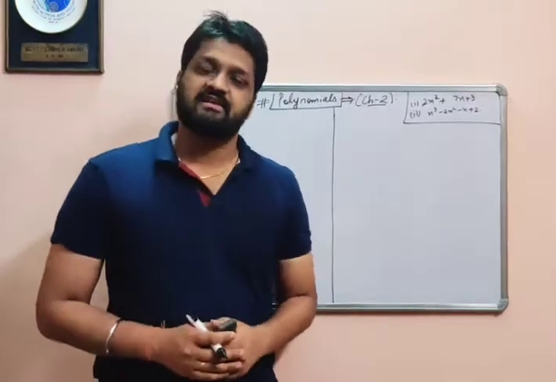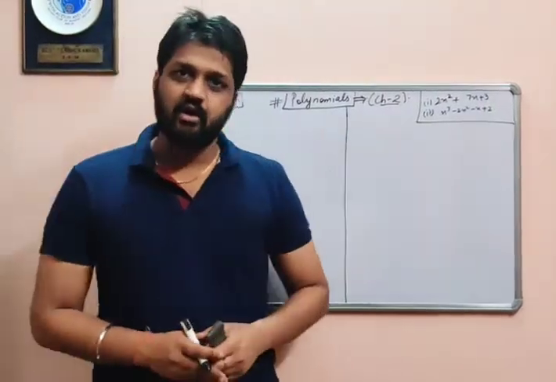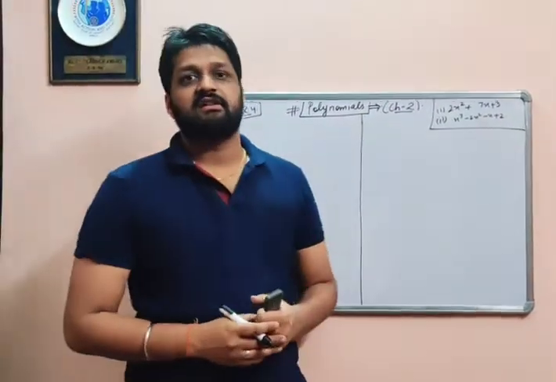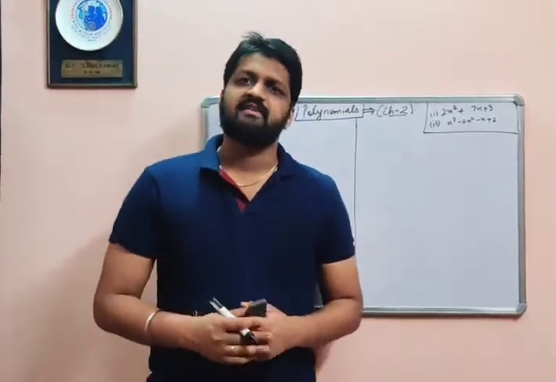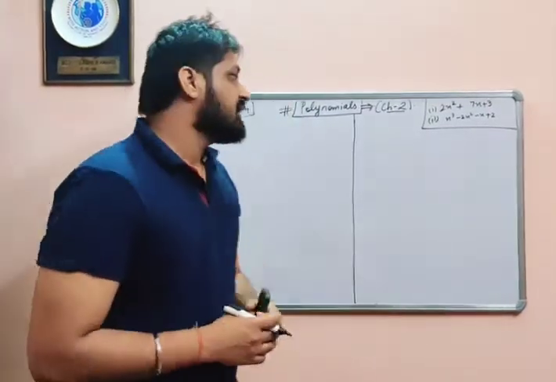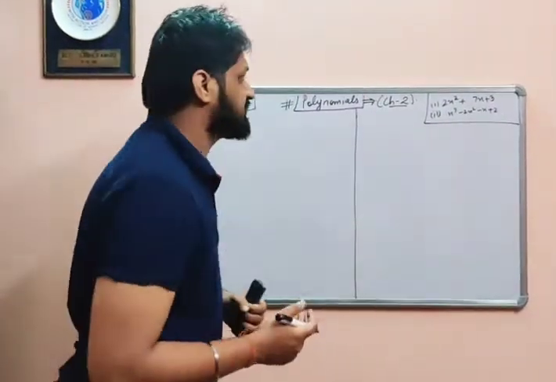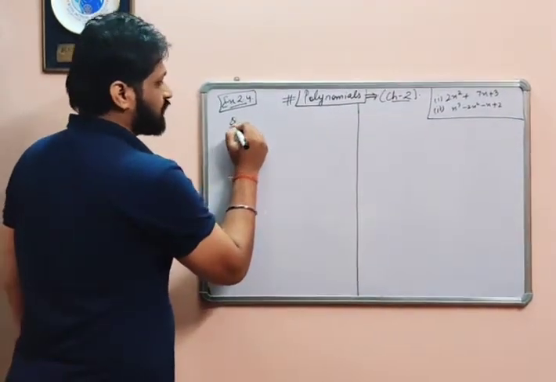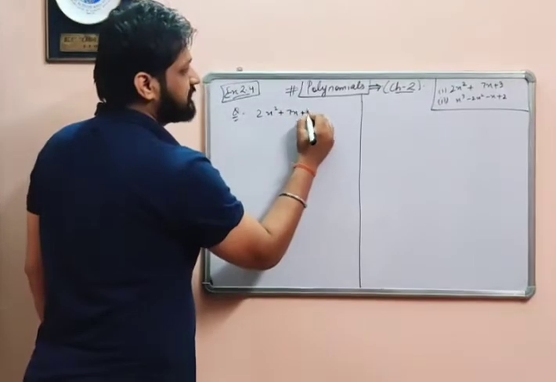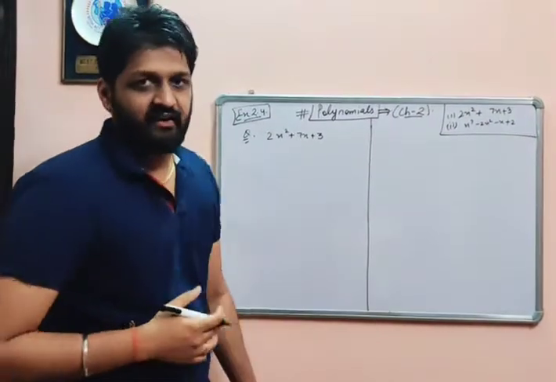Good morning students, our second chapter, polynomials, is going on and we are on exercise 2.4. We will discuss the remainder theorem, the factor theorem, and factorization of the quadratic equation by splitting the middle term. So let's start with the questions. The first question is factorization. The question is 2x square plus 7x plus 3. We have to factorize it.